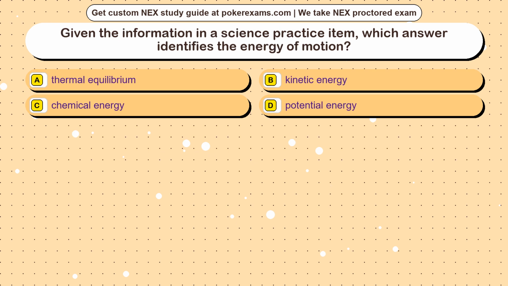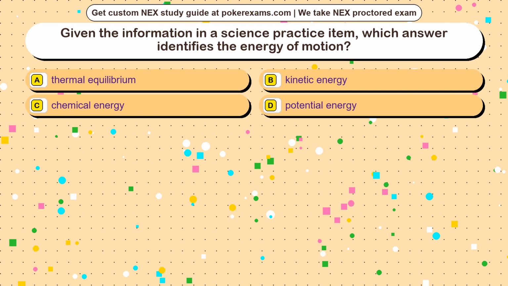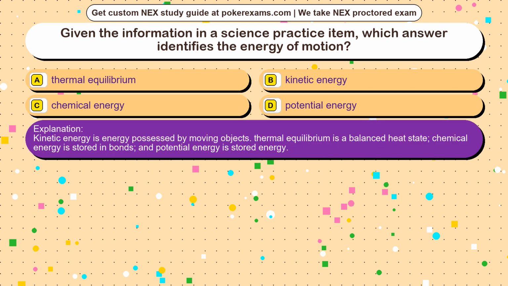Question 6. Given the information in a science practice item, which answer identifies the energy of motion? Option A, thermal equilibrium. Option B, kinetic energy. Option C, chemical energy. Option D, potential energy. The correct answer is option B. Kinetic energy is energy possessed by moving objects. Thermal equilibrium is a balanced heat state, chemical energy is stored in bonds, and potential energy is stored energy.